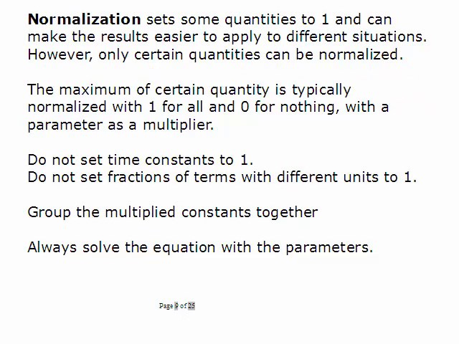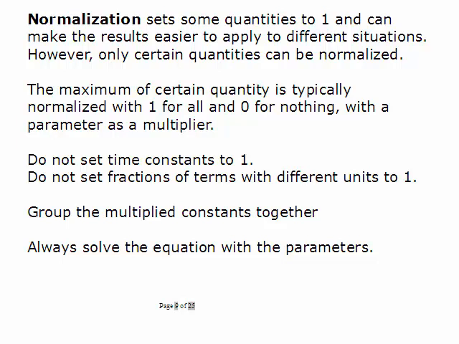Also, there's normalization. This makes things easier. Normalization means to set some quantities equal to 1. Now, if you have the max and the min of a certain quantity, such as the amount, then it's good to set that equal to 1 for all of it and 0 for nothing. And then you can multiply later by some value and then apply your output to different situations.